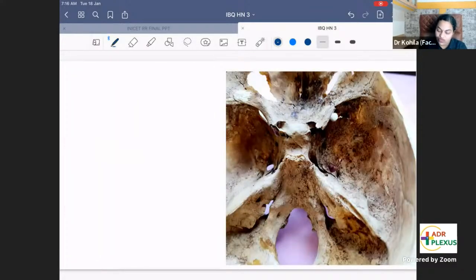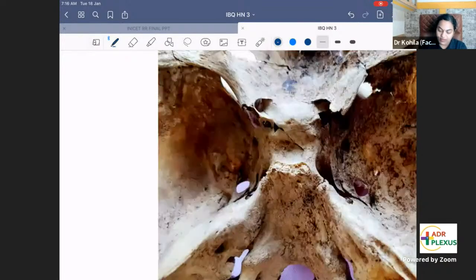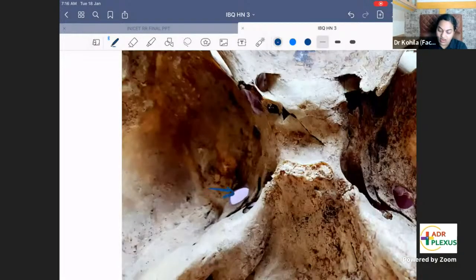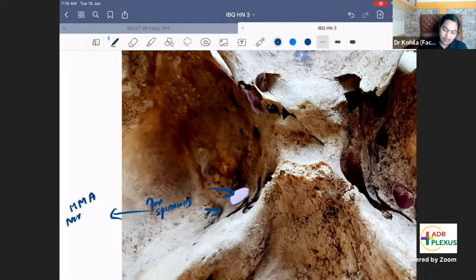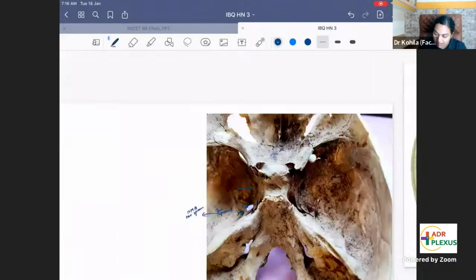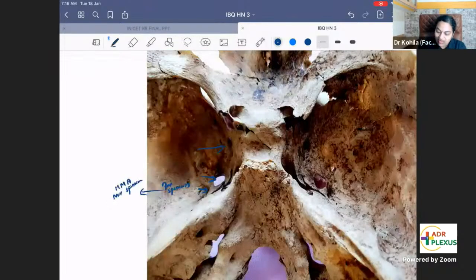In the middle cranial fossa, can you identify these foramen here? So this is foramen ovale. Next to it will be foramen spinosum. What does the foramen spinosum transmit? Middle meningeal artery and nervus spinosum. And here in front, it is seen better here, this one. This is the foramen rotundum. What passes through foramen rotundum? Maxillary nerve.